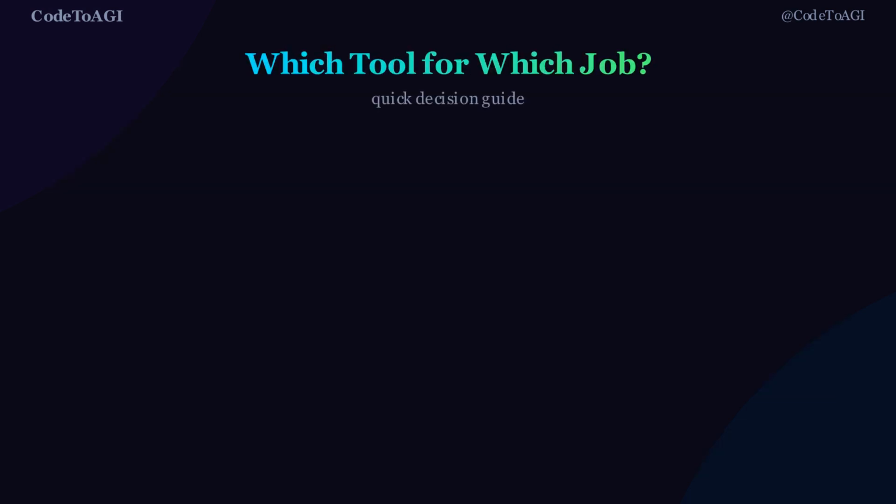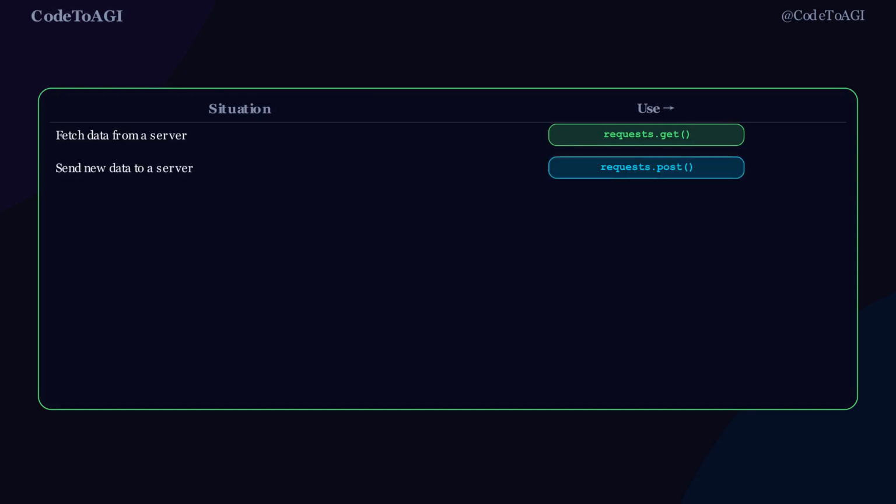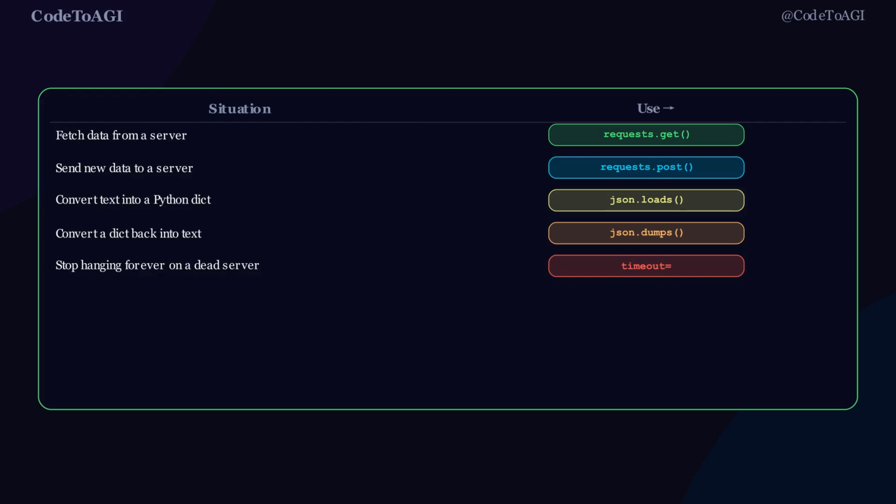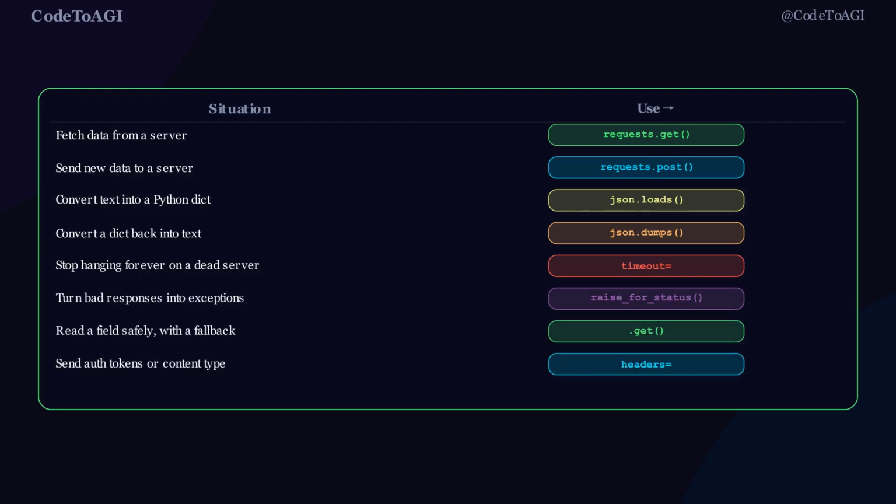Which tool fits which job? Quick reference. Fetching data from a server, requests.get. Sending new data to a server, requests.post. Converting a text string into a Python dict, json.loads. Converting a dict back into a text string, json.dumps. Preventing a dead server from hanging, timeout equals. Turning bad codes into catchable exceptions, raise_for_status. Reading a field with a safe fallback, .get. Sending auth tokens or content type, headers equals. These 8 cover everything a beginner needs.